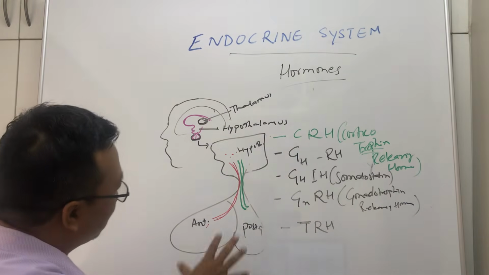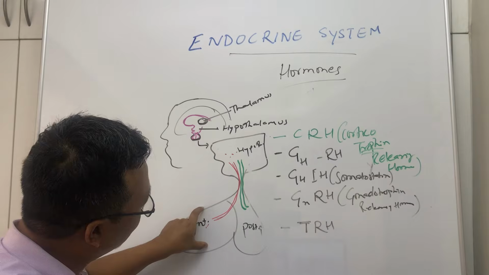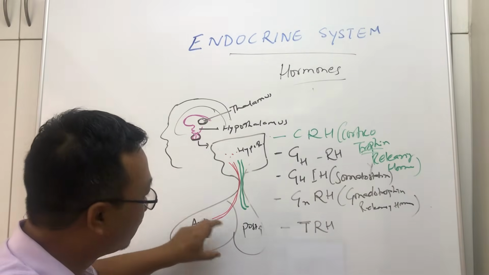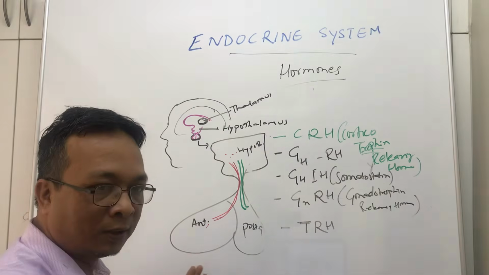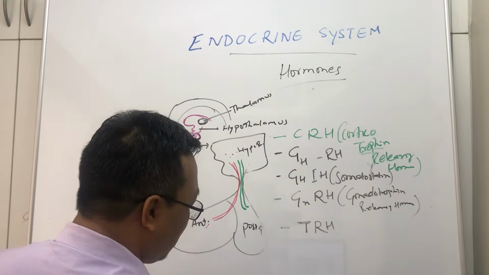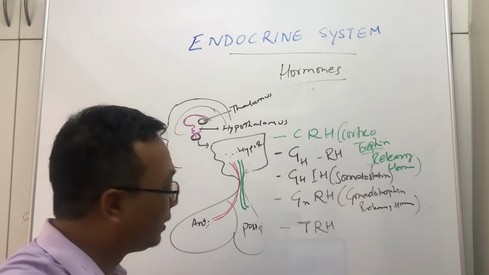Right. Now coming to the pituitary gland. What are the hormones secreted by the pituitary gland? So the anterior pituitary gland has a list of 6 hormones and the posterior pituitary gland has a list of 2 hormones. Then we'll go for the functions. Okay. So this is just an overview because we have to go through each and every hormone in very, very detail.